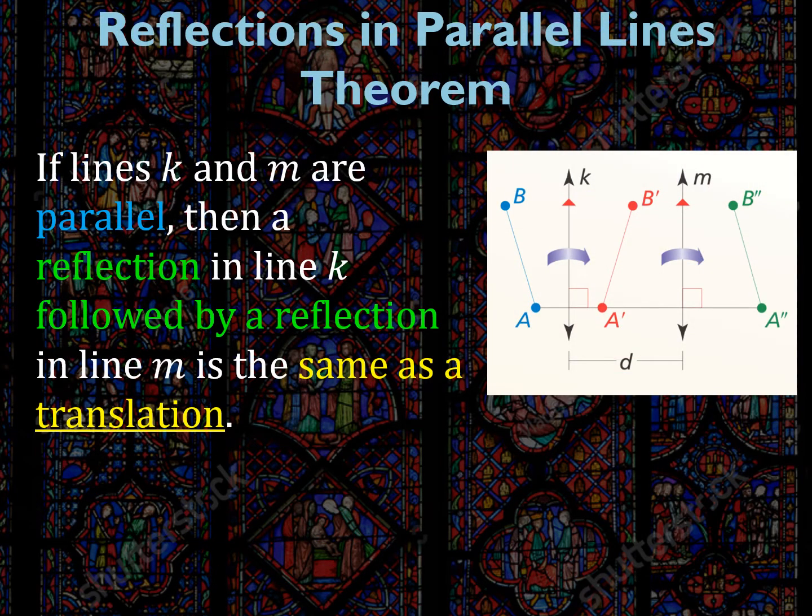Next, we have the reflection and parallel lines theorem. If lines K and M are parallel, then a reflection in line K followed by a reflection in line M is the same as a translation.